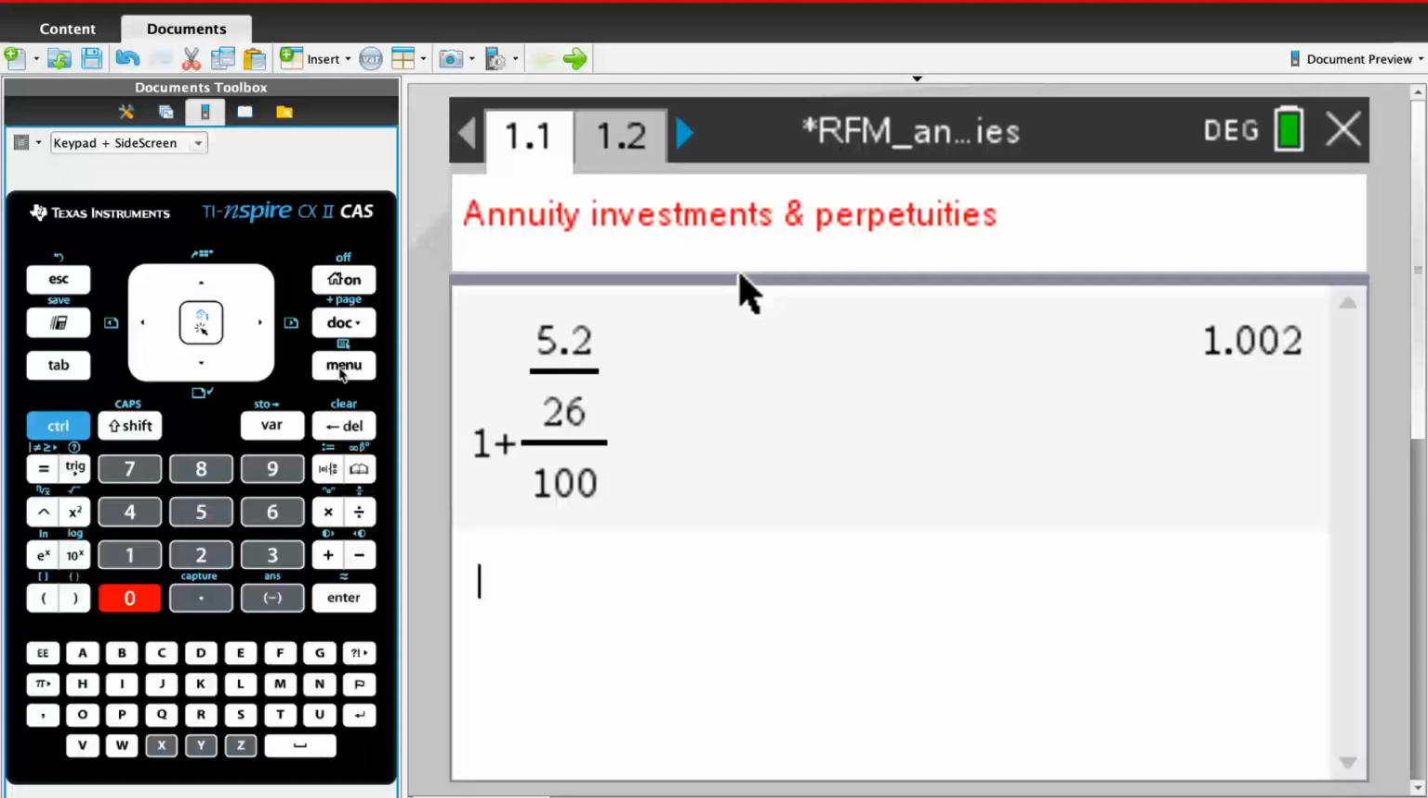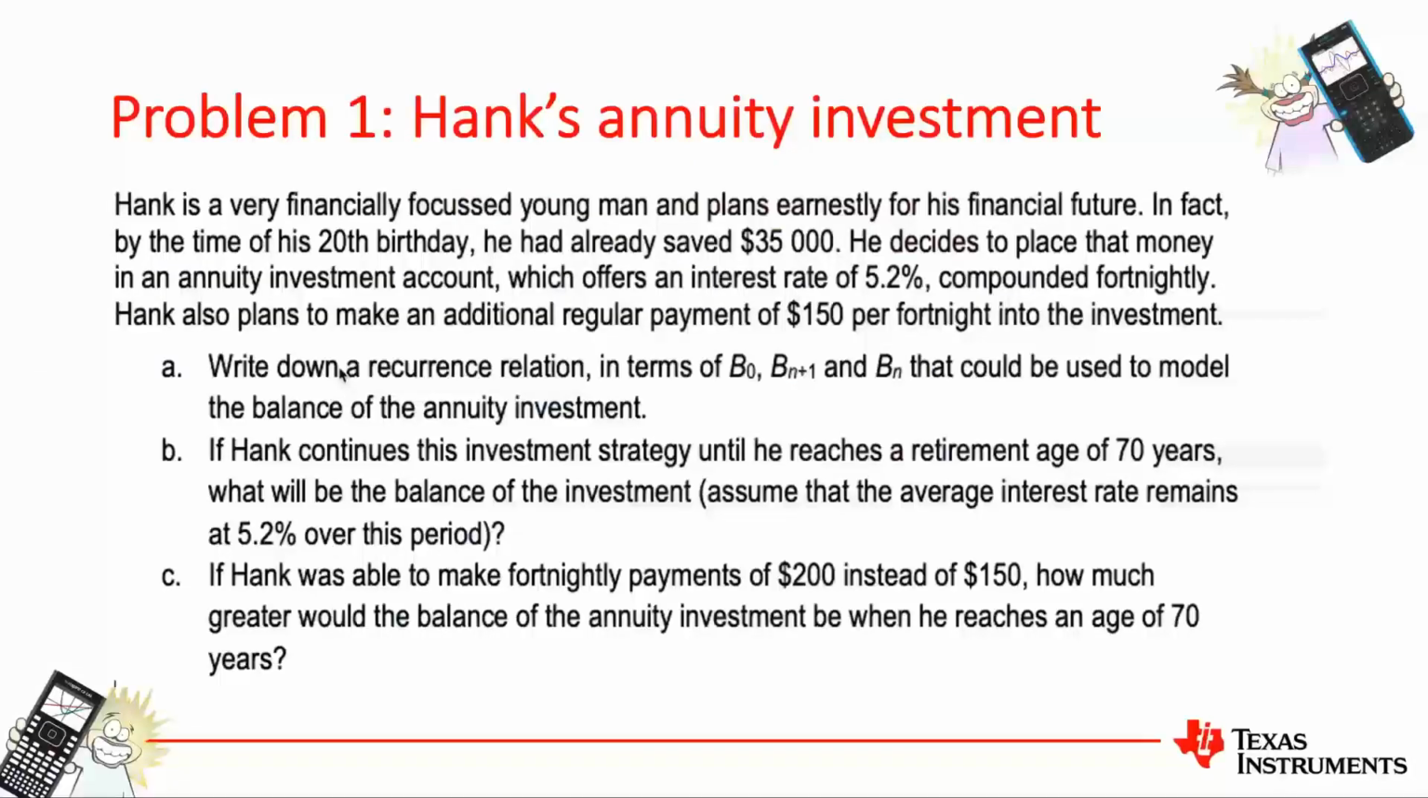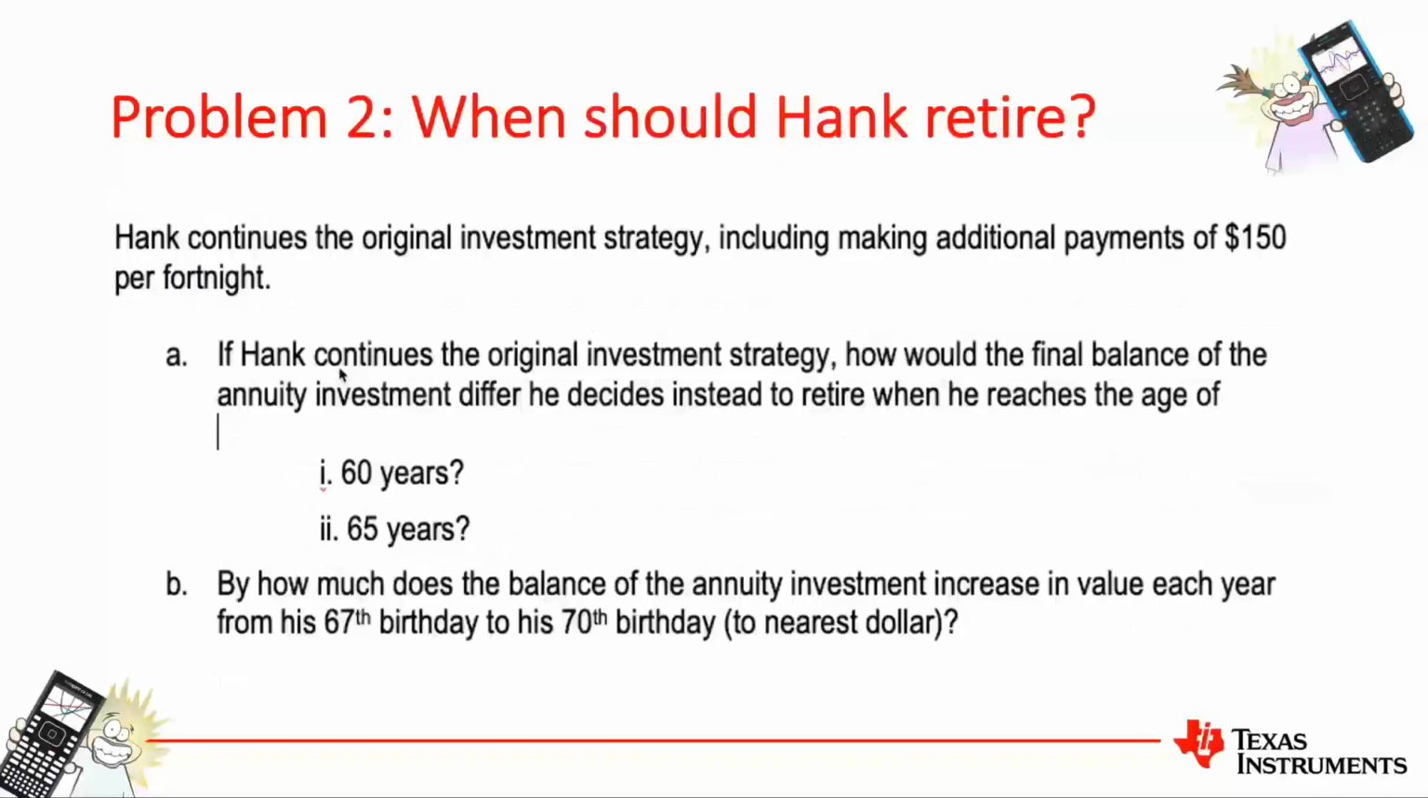But we're going to approach this problem slightly different now. We're going to look at the original scenario for problem two, but let's switch back to problem two to have a look at the nature of the second problem. So if he keeps with the original investment strategy, which is paying the $150 a fortnight extra, what would it mean if he decided to retire earlier than 70? How significant would the reduction in the final balance of his annuity investment be?